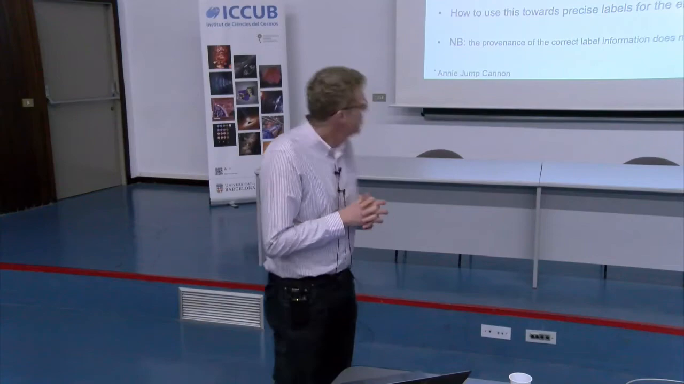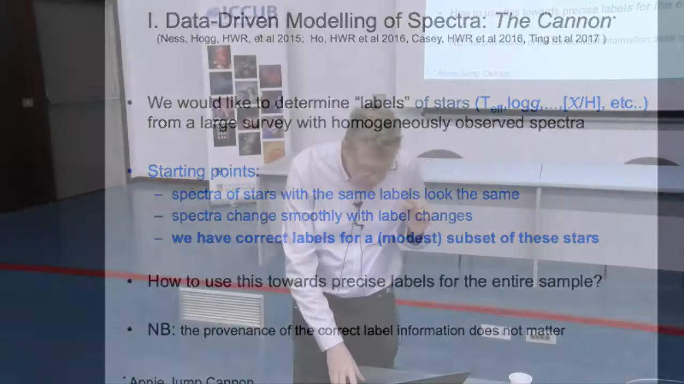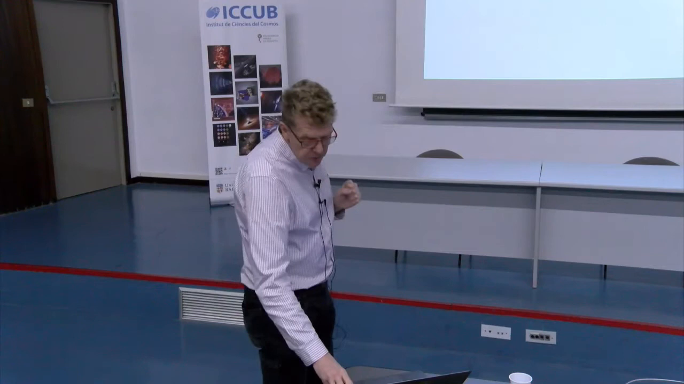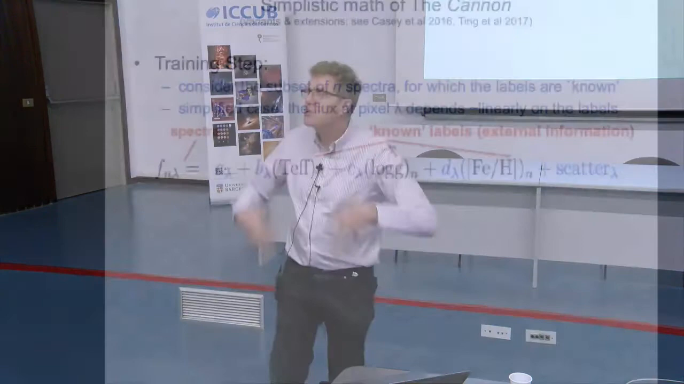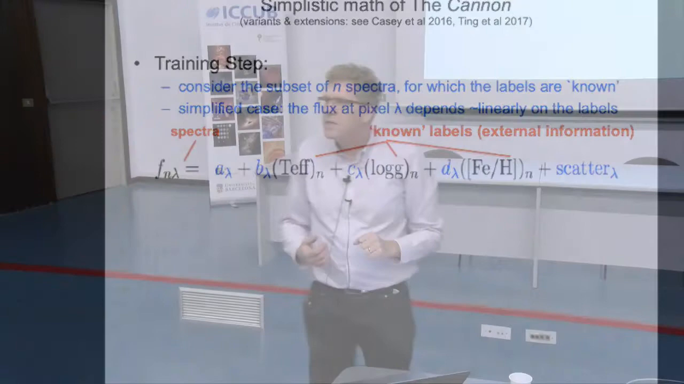And note whether I've gotten the correct labels from an esteemed colleague of mine or God directly doesn't matter. Let's just presume we have those labels. This is an approach we have dubbed The Cannon. So let's presume we know a subset of spectra for which we know those labels. And let me, for mathematical display purposes, take the very simplistic case that the flux of star n is just a linear function of these labels at each pixel with some scatter.